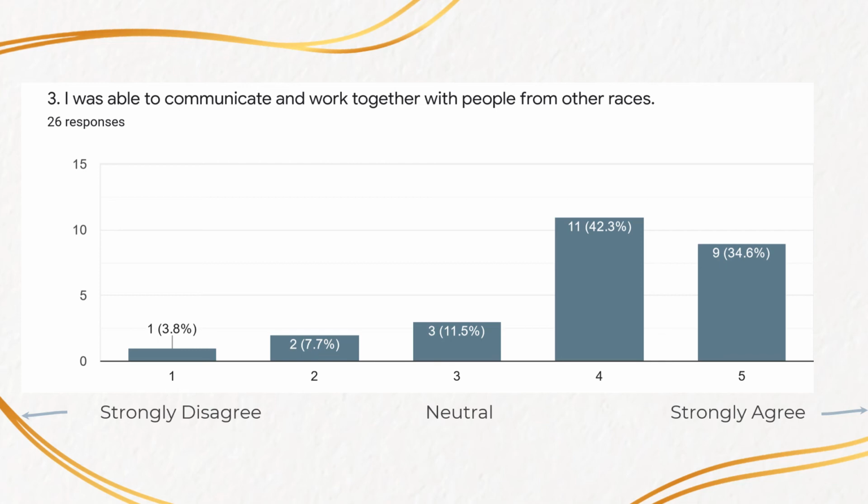This may be because of the difference in manners and the language barrier. However, we can see there are 11 responses in agree and 9 in strongly agree, showing that there are many people able to communicate and work together with people from other races. We can also see there are 3 responses in neutral, meaning maybe they can communicate but not work together with people from other races, or vice versa.